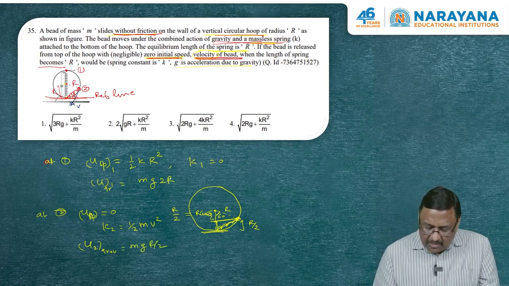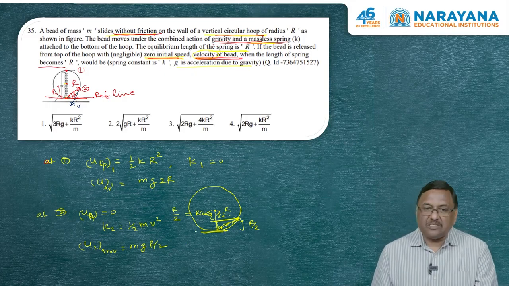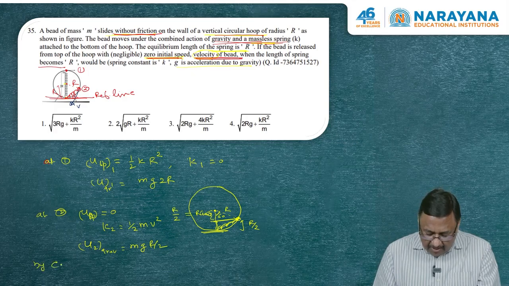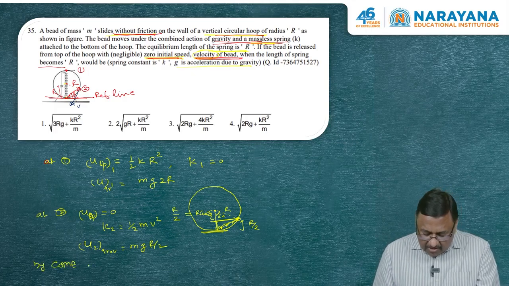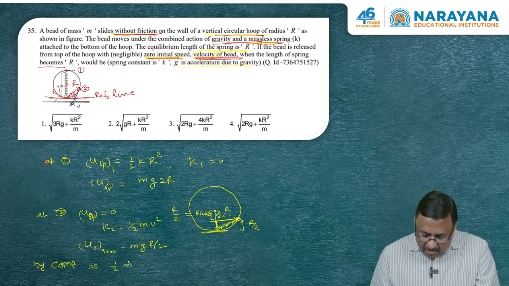As the question is saying, these two energies are going to be equal because there is no loss, the surface is smooth, there is no friction. So by conservation of mechanical energy, what is it saying? I just write the statement directly, half K into R square.